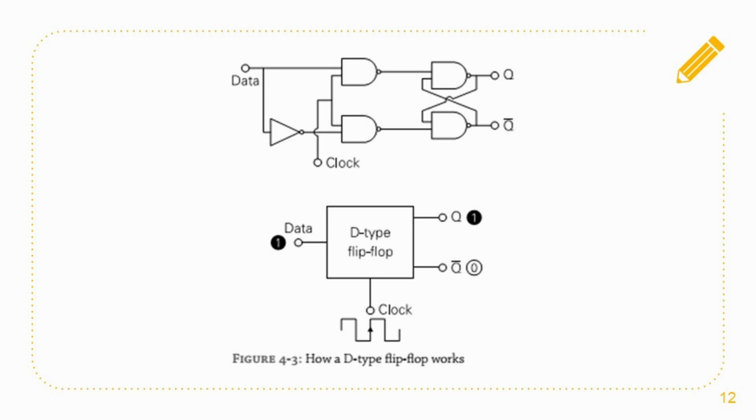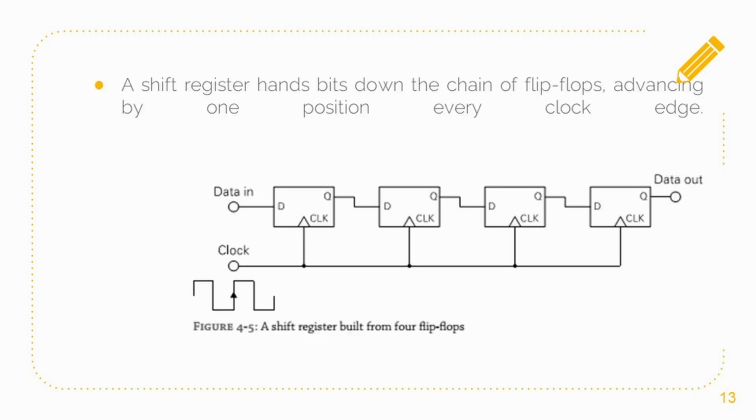Used for various purposes such as data storage, synchronization, and state machine implementations, this is a basic overview of how a D flip-flop works. In practice, flip-flops may have additional features such as asynchronous clear and preset inputs for more complex functionality. A shift register is a sequential logic circuit that stores and shifts binary data bits along a chain of flip-flops. It's a fundamental building block in digital electronics, commonly used for tasks such as serial to parallel conversion, data storage, and data manipulation.